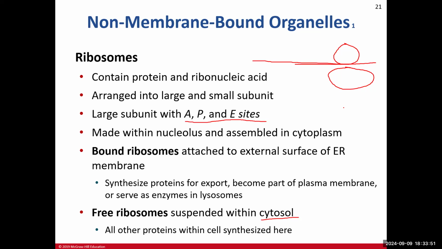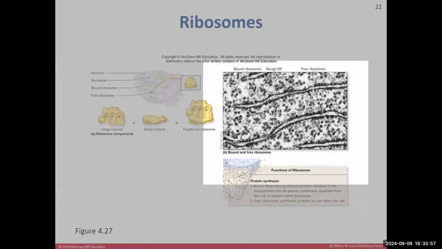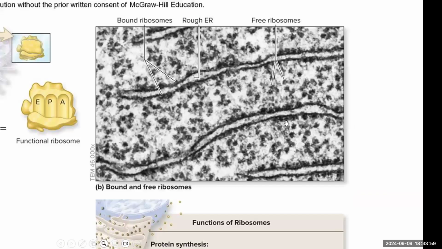All right, so those are the ribosomes. And here you can see on our picture of our electron microscope on the right side of our screen, you have the endoplasmic reticulum with the bound ribosomes on the outside. And then you have these clusters, these little dots on the outside. Those are all on their own. Those are the free ribosomes.